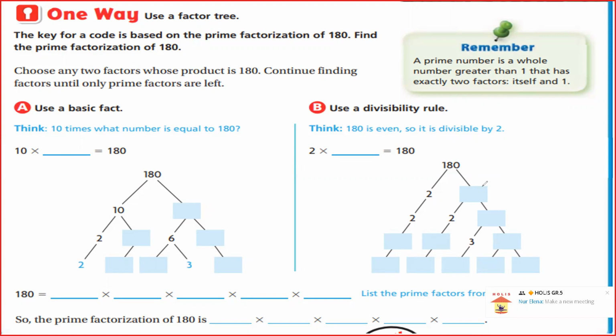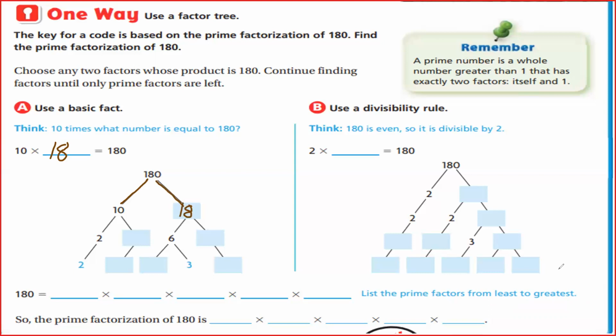Now, let's have another example here. 180. I need to write the prime factorization of 180 using the tree. What do I have to do? First step: 180, think of it as 10 times 18. Is it right? Yes, it's right. So here I will write 10. I will put 2 branches here, one has 10 and the other has 18.